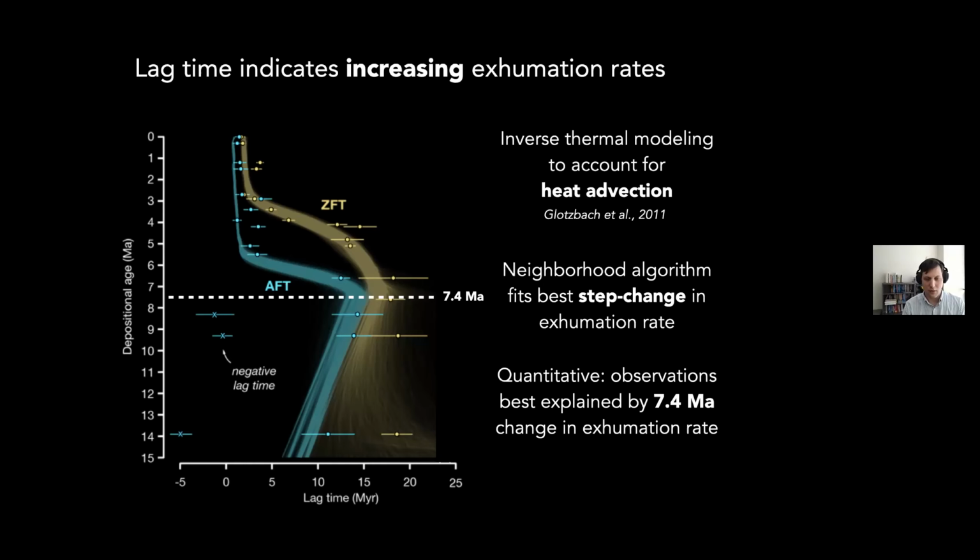So we used a one-dimensional model. This is a relatively simple approach implemented in an inverse neighborhood algorithm that efficiently searches for the best fit model by randomly sampling a series of different models, comparing them to our observations, trying different ones, and doing that iteratively until we converge on a solution.